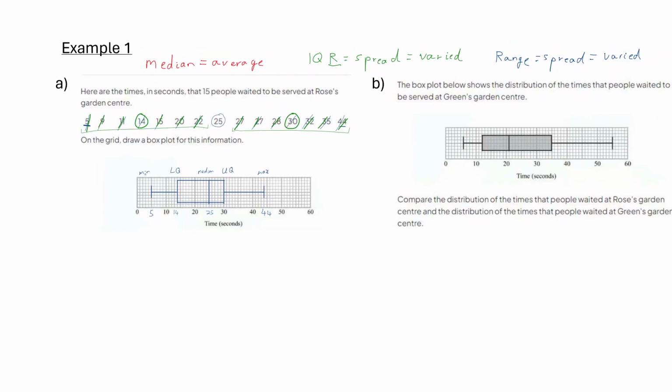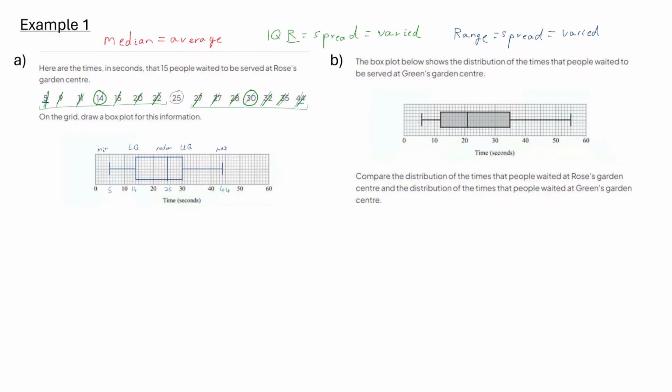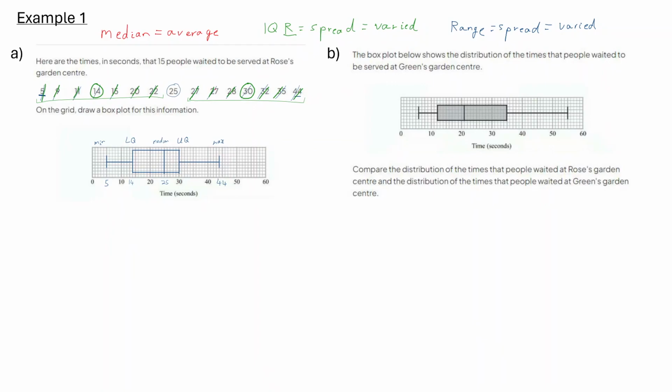Right, part B is over here. Let's get this clear on the screen for you guys. There we go. So what is part B saying? Part B is saying, right, the box plot below shows the distribution of times that people waited to be served at Green's Garden Centre. So it's just looking at a different restaurant this time. Compare the distribution of the times that people waited at Rose's Garden to the distribution of times people waited at Green's Garden. Right, a very typical exam question.